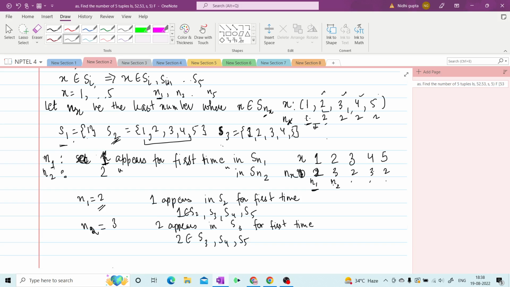So this number nx is deciding where x is going for the first time, and whatever this number is, x is going into that and all the sets after that. Now is it clear? So if your n4 is 3, what do we mean by that?